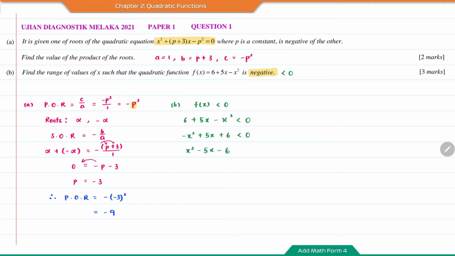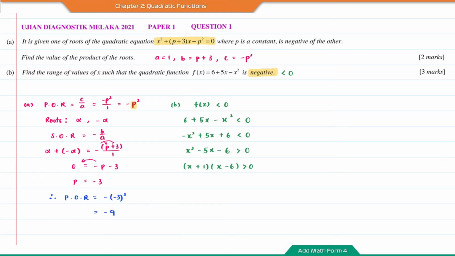So for inequalities, when you divide with a negative number, the sign of the inequality will be reversed. So here it is going to be greater than 0. Factorize this, you're going to get x plus 1, the other bracket is x minus 6, greater than 0. To find the range of values of x, we can use the graph sketching method, the number line method, or the table method.